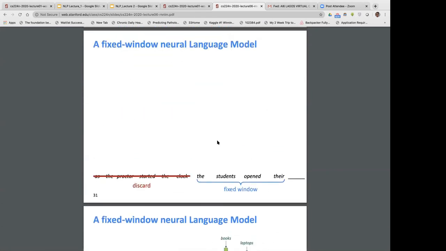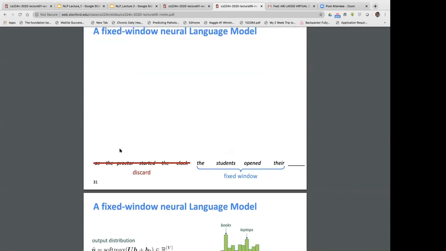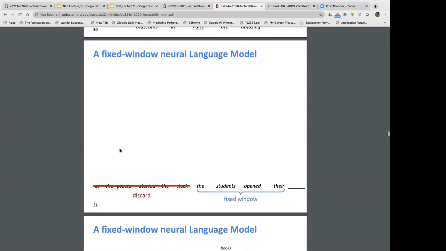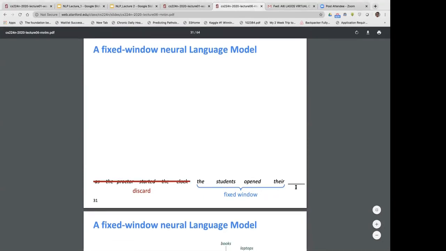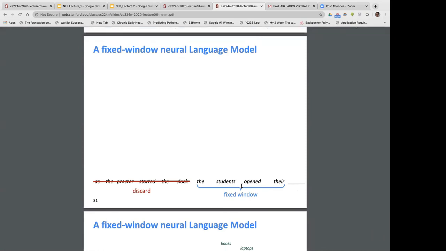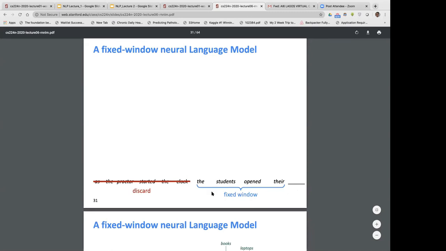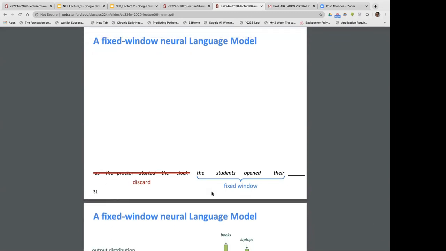So for a neural language model, we use a fixed window, just like we used a fixed window for word vectors when we were talking about word vectors earlier. Our previous example applies: "As the proctor started the clock, the students opened their" dash. So our fixed window size here is 4. We forget what has come before. We discard this other word. We focus on just "the students opened their." This is not n-gram. This is a neural language model.